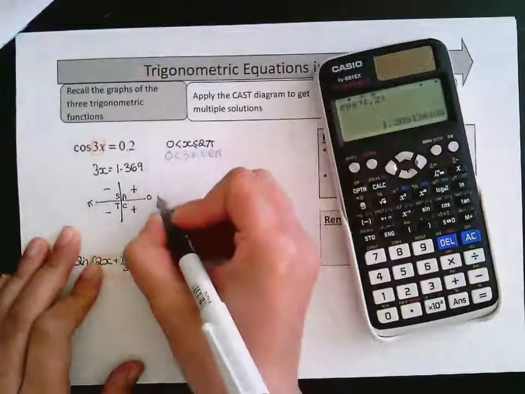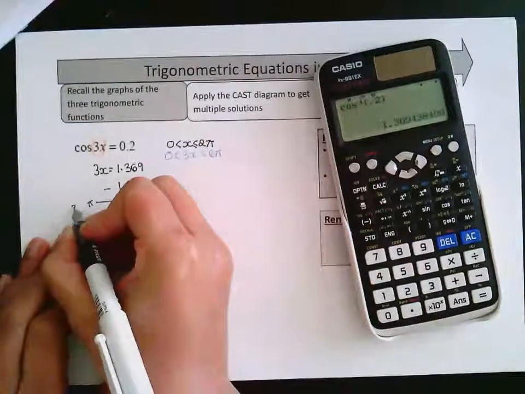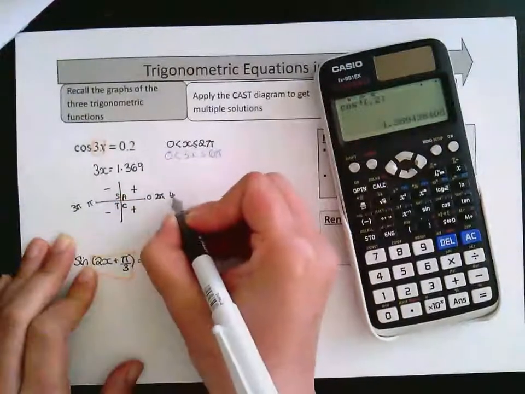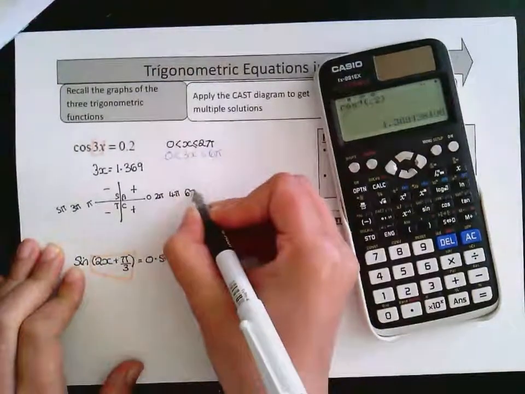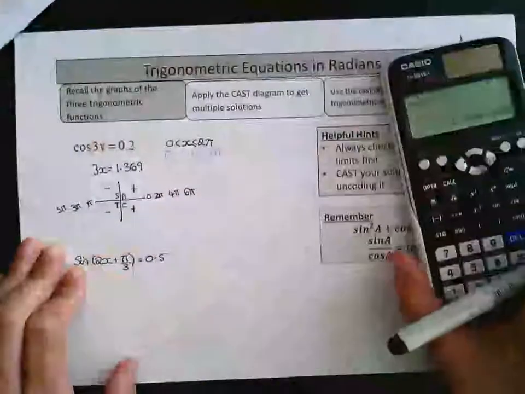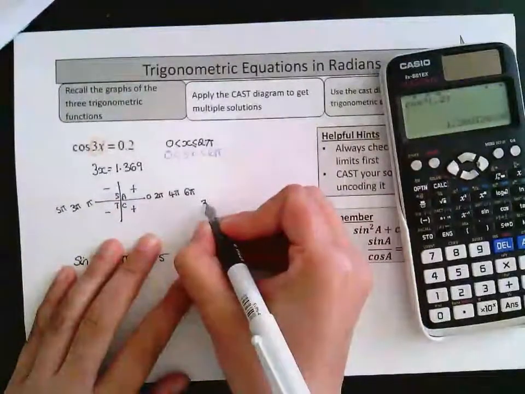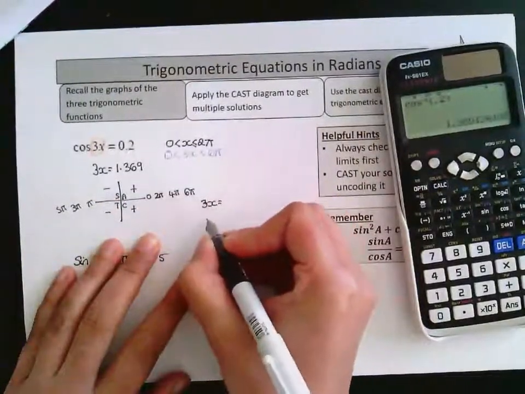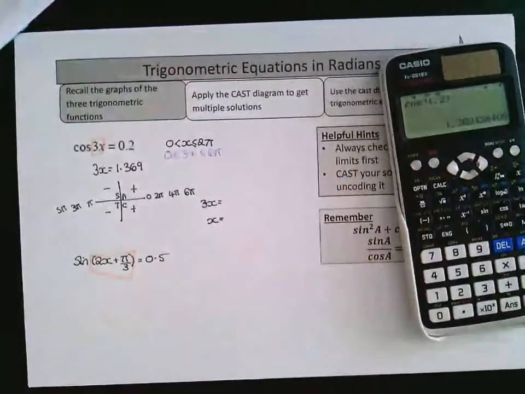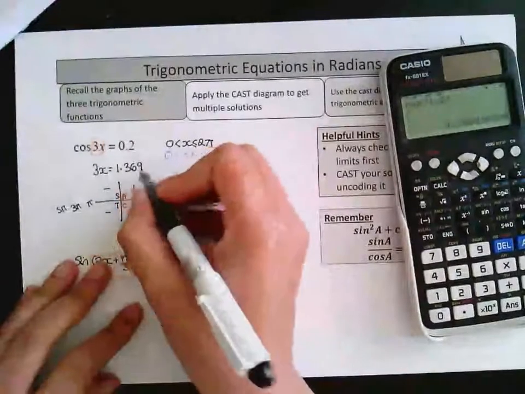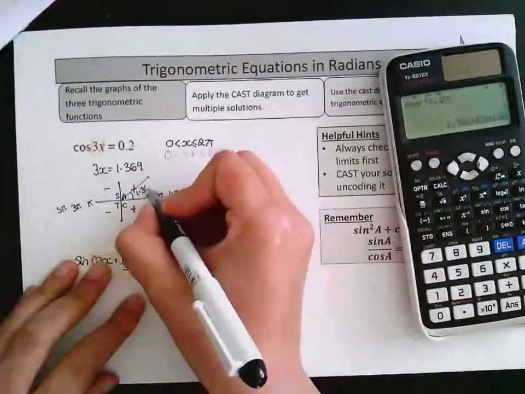So 0, 180. There's the 360, so we go 0, pi, 2 pi, 3 pi, 4 pi, 5 pi, and 6 pi. Now, I'm going to start off getting the solutions from here, but to help me out, I will do 2 lines in the same time. It does help. So my angle was 1.369. It was positive, so I draw it in the positive section.